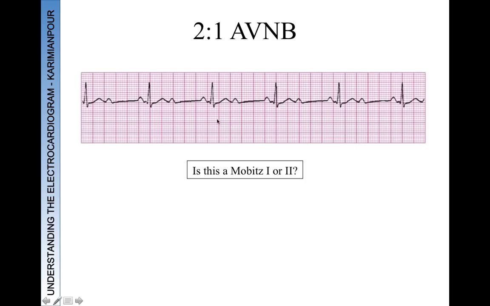So is the PR interval here, let's say, one large box in duration, and the next one gets so prolonged that it doesn't conduct a QRS, and then the cycle starts all over again? Or is it that there are two P waves per QRS, like a type 2 Mobitz? Or even in this picture, is it a third degree AV node block?